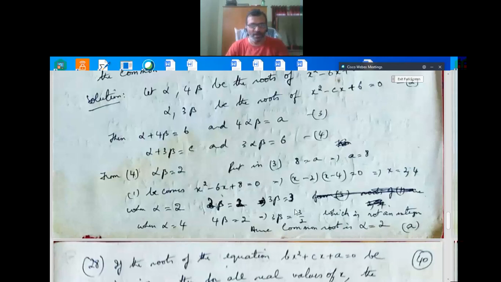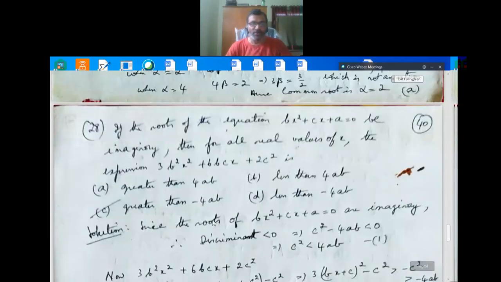Understood? I have written it here, but you can check. If I put alpha as 2, beta is 2 by 2, that is 1, so beta is an integer. If I take alpha as 4, 4 beta is 2, beta is 2 by 4, that is half, so beta is not an integer. So 4 cannot be the common root, so 2 should be the common root. Very simple. I hope you can follow it. Now I go to the next question.